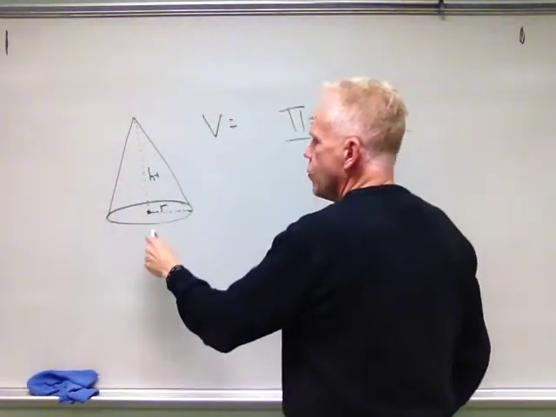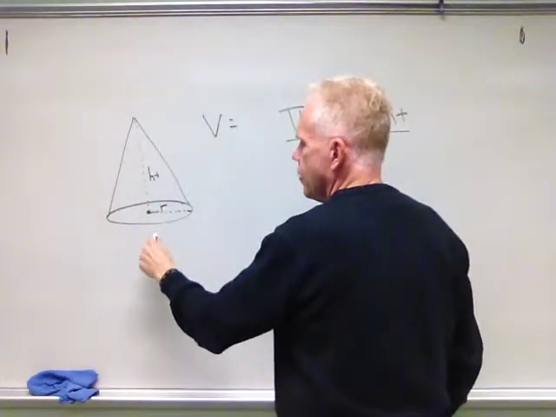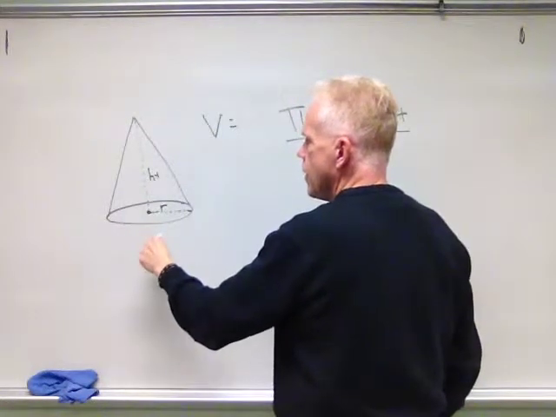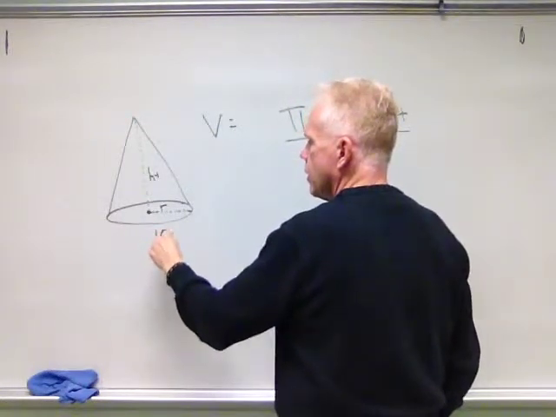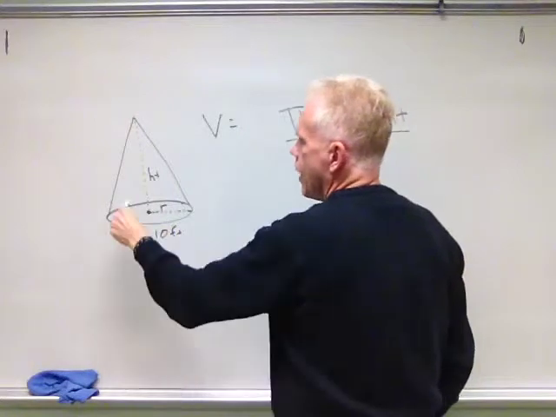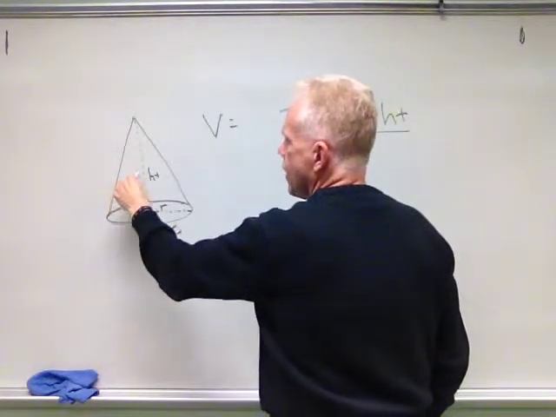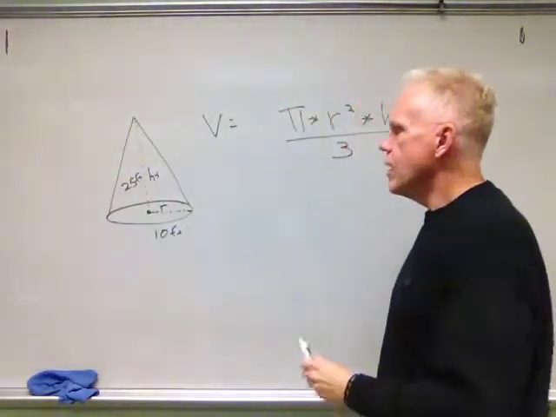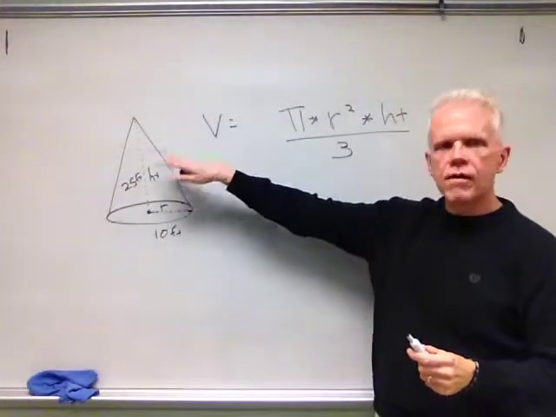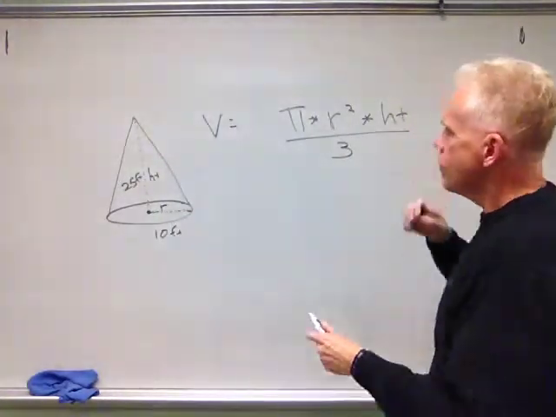Let's do this example out so you can see how this is going to work. Let's say the radius this time is 10 feet. Let's make our height 25 feet. So we've got a 10-foot radius and a 25-foot height. We're going to plug into our formula.